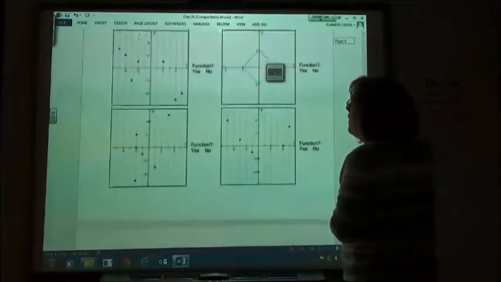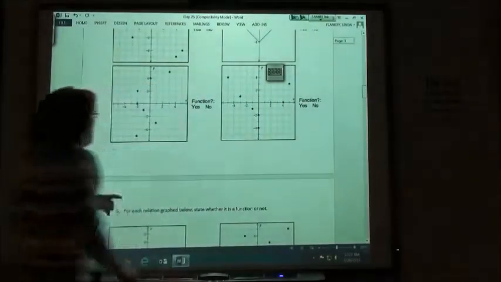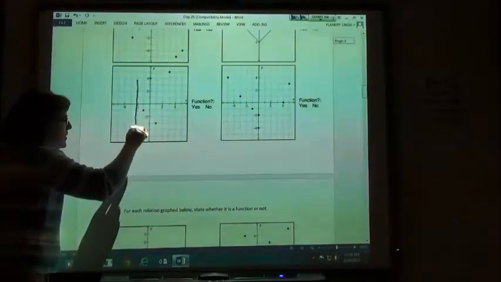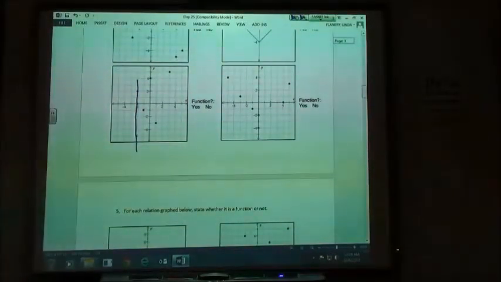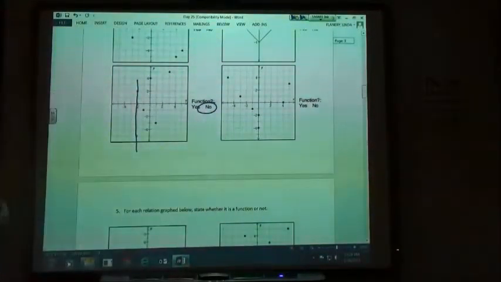Now I got to find those bottom ones. There we go. So here, if I draw my line, how many dots am I going to touch? 3. Since I can draw a line that touches 3 dots, 3 is more than 1, it's not going to be a function.